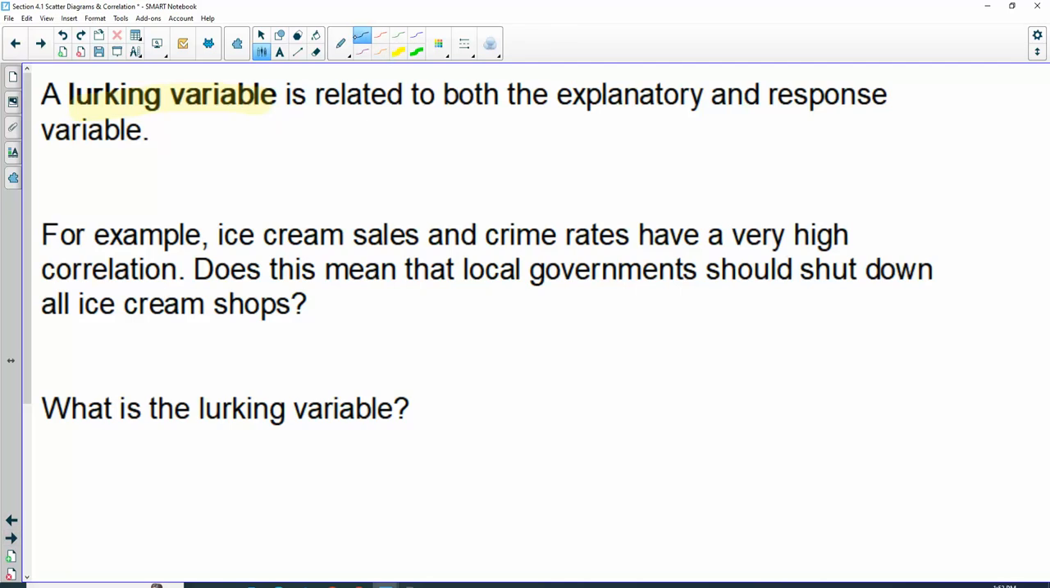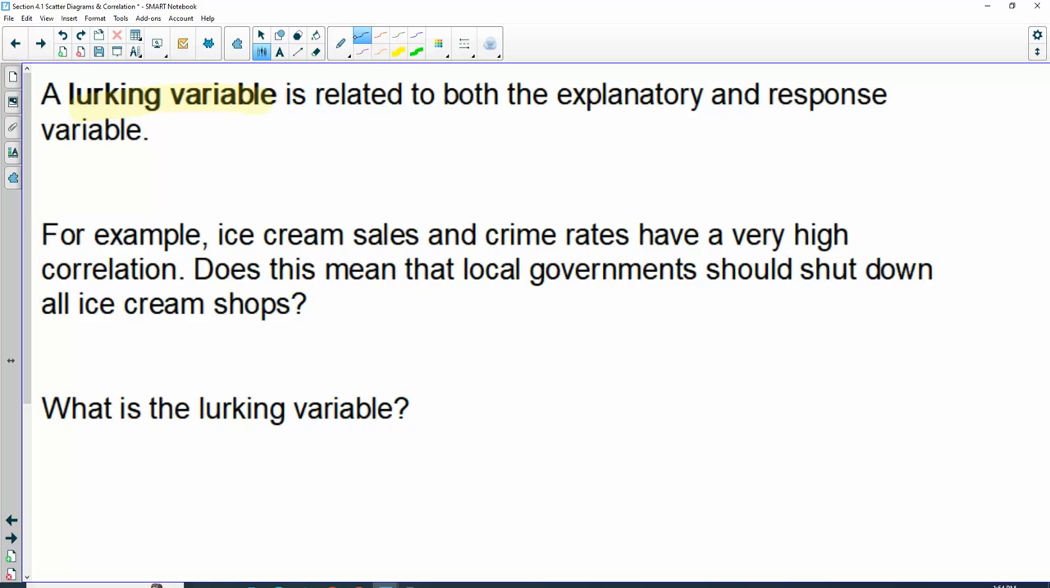So, for instance, ice cream sales and crime rates have a very high correlation. Does that mean that eating ice cream makes people commit crimes? No. What could be a lurking variable? Something that's causing these to rise and fall at the same time.